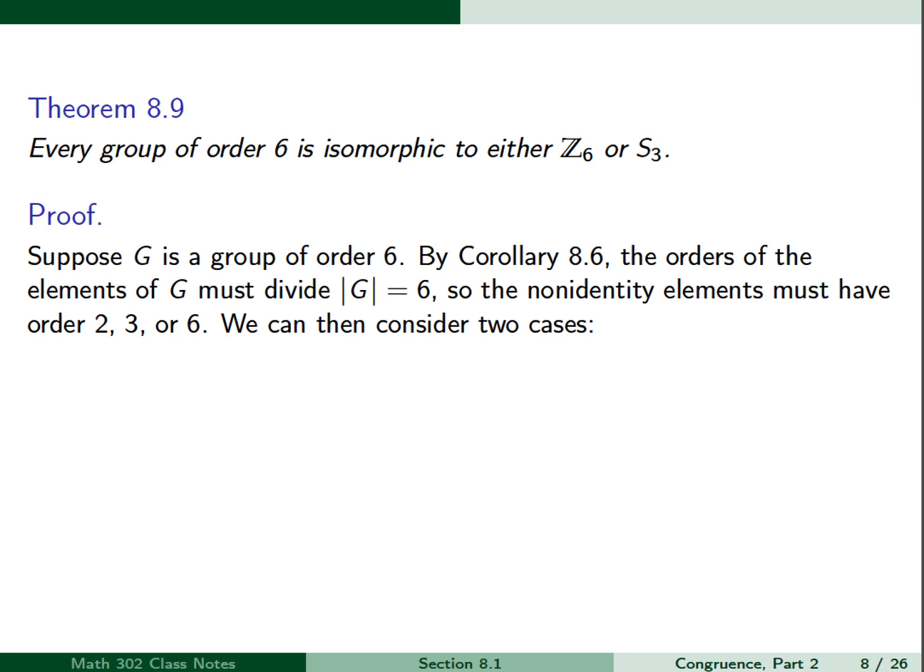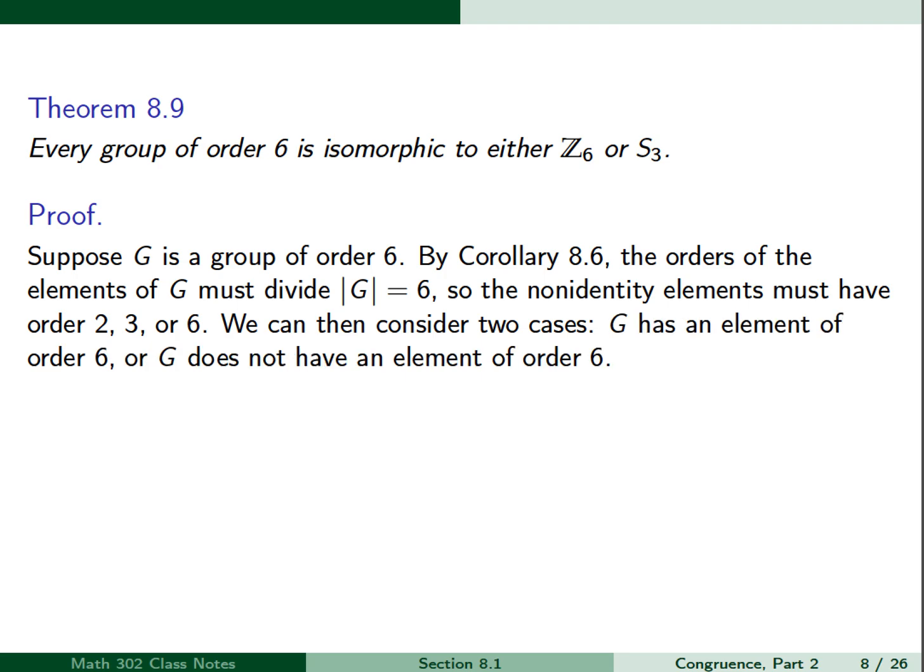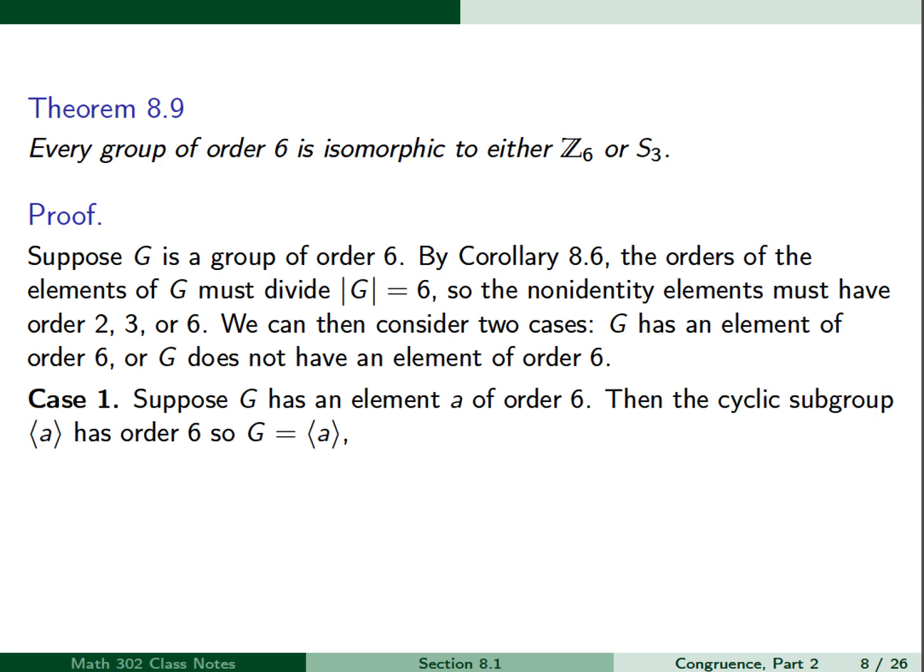We can then consider two cases. G either has an element of order 6 or G does not have an element of order 6. So case 1, we'll suppose G has an element A of order 6. Then the cyclic subgroup generated by A has order 6, so G is equal to that cyclic subgroup. And by theorem 7.19, that tells us that G is isomorphic to Z6.